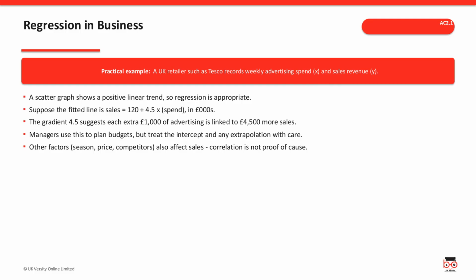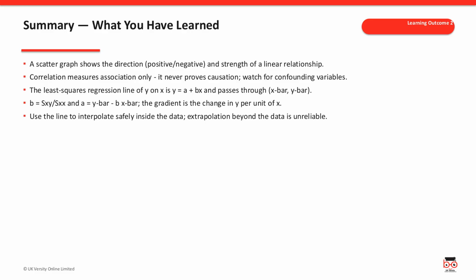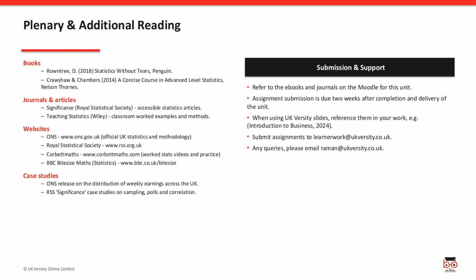So, to recap, a scatter graph shows the direction and strength of a linear relationship. Correlation measures association only, never proof of cause, so keep an eye out for confounding variables. The least squares line of y on x is y equals a plus bx and always runs through the mean point, with b equal to Sxy over Sxx and a equal to y bar minus b x bar. Use it to interpolate safely inside your data, but be wary of extrapolating beyond it. That brings our look at correlation and regression to a close.